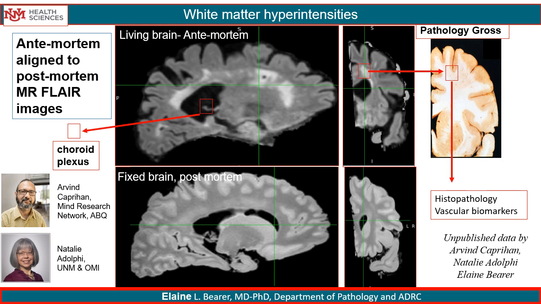My imaging partners are Arvind Caprihan at Mind Research Network in Albuquerque and Natalie Adolphi at UNM and at the Office of Medical Investigator. Shown is the image of a living brain that has been FreeSurfer aligned to the image of the post-fixed brain in sagittal section and in coronal section. We did this in order to identify regions in the fixed brain during gross pathological examination so that we could obtain histopathological evidence of the regions that were abnormal in life.